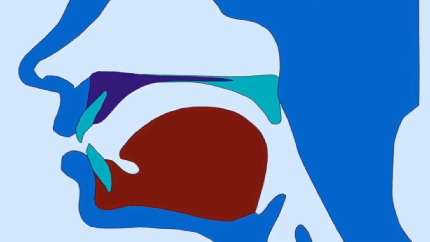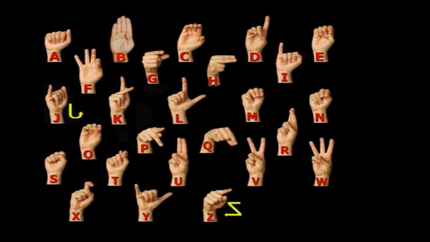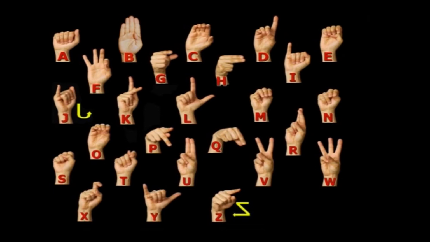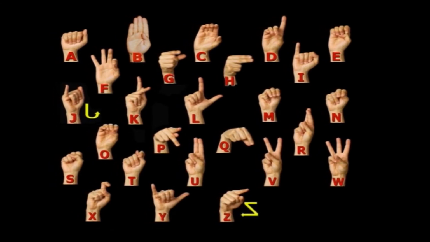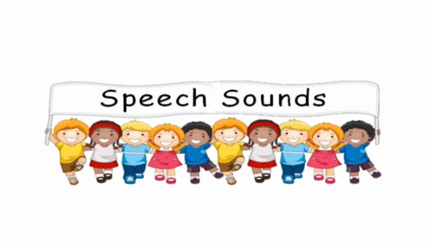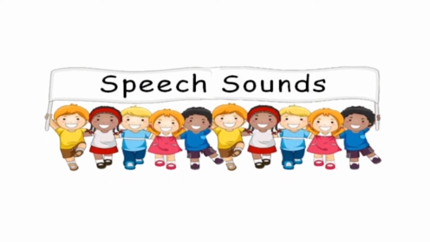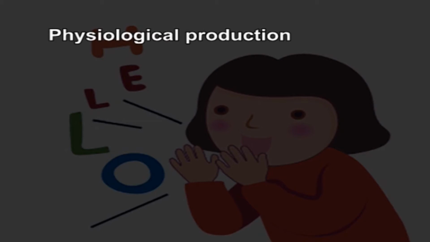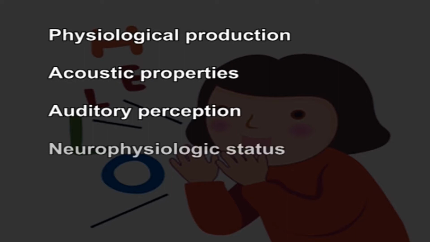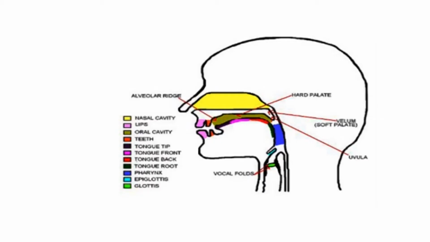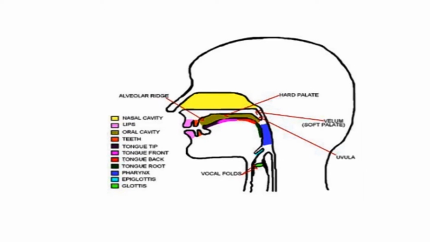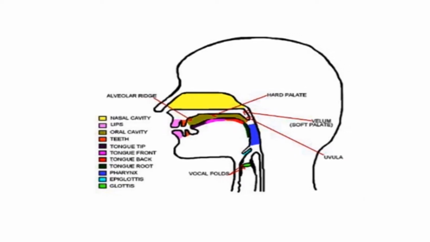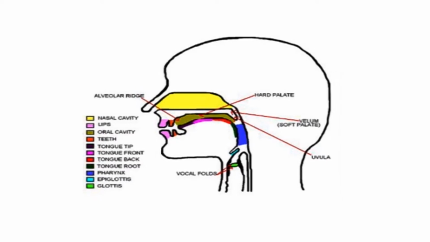This is the study of speech sounds themselves. It is a branch of linguistics that comprises the study of the sounds of human speech or, in the case of sign languages, signs. It is concerned with the physical properties of speech sounds or signs, their physiological production, acoustic properties, auditory perception, and neurophysiological status. Phoneticians study both the production of speech sounds by the human speech organs and the properties of the sounds themselves. Phoneticians are concerned with such questions as follows.